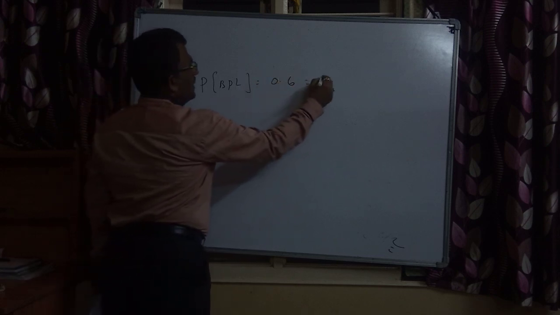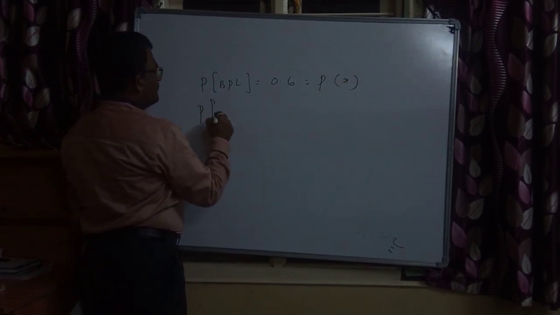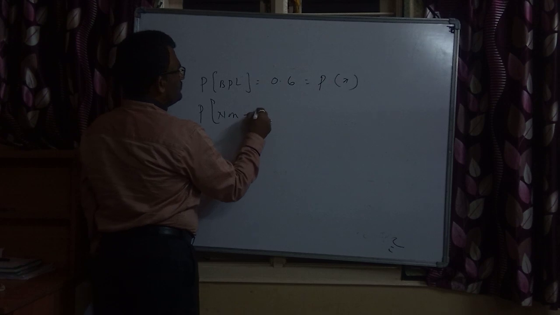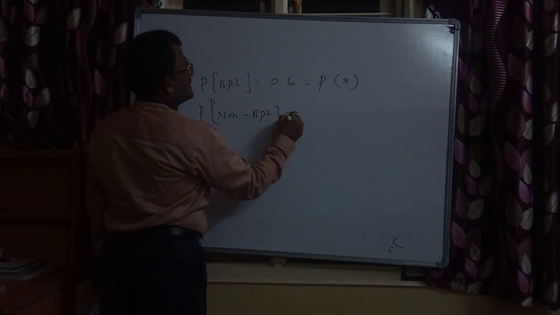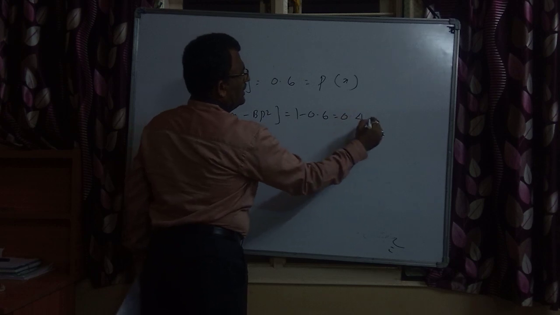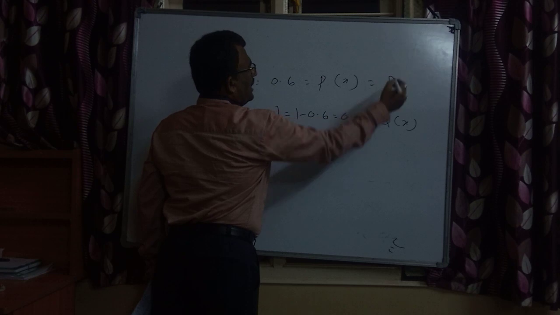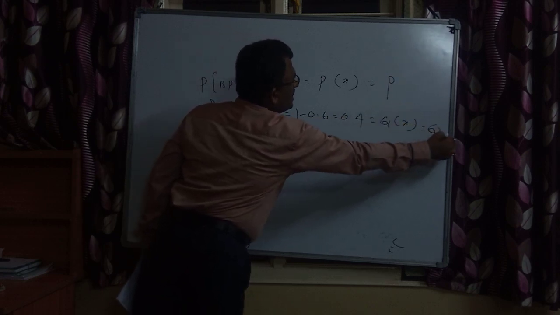Okay, this is called P of X. At the same time, the probability of non-BPL is equal to 1 minus 0.6, which is equal to 0.4. Now I call this P of X. Simply we call it P, and this we call Q.